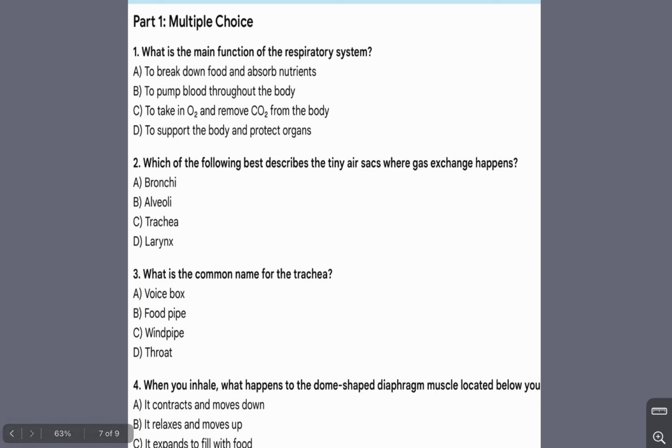What is the main function of the respiratory system? To break down food and absorb nutrients, to pump blood throughout the body, to take in oxygen and remove carbon dioxide from the body, to support the body and protect organs. What is the right answer?